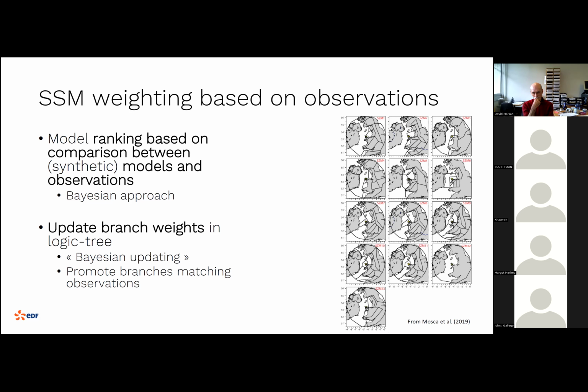In this example, there is a study by Ilaria Mosca on the UK, and they had collections of many zonings for their source model, and they actually generated synthetic catalogs for each area source. They combined these catalogs and they finally compared with the true catalog to weight their branches.